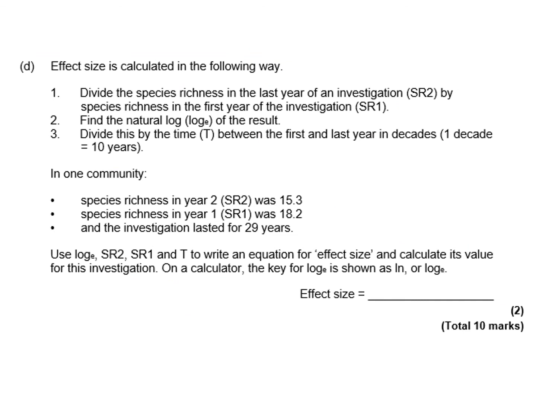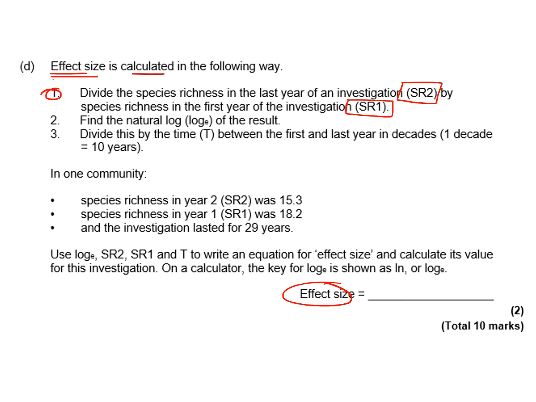So question D is the effect size, and it tells us that that is calculated using the following set of instructions. And then basically what we're going to do is use our calculator and input the values into the set of instructions to come up with the value at the bottom for effect size. So it says divide the species richness in the last year of the investigation, so that is SR2, by the species richness in the first year of the investigation, so SR1.